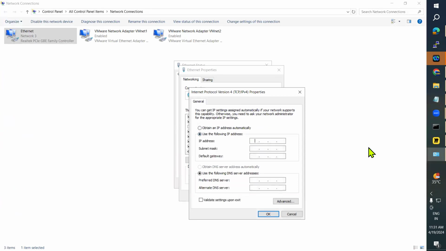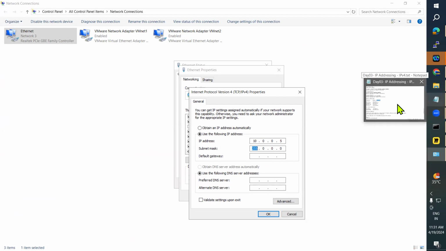Okay, I'm using 10.0.0.5. If I click tab, the subnet mask appears. What subnet mask is it? 255. So this is the class A subnet mask. Based on the IP address, the subnet mask will be generated, which means the system is using class A. The subnet mask helps the system understand which IP address is being used.